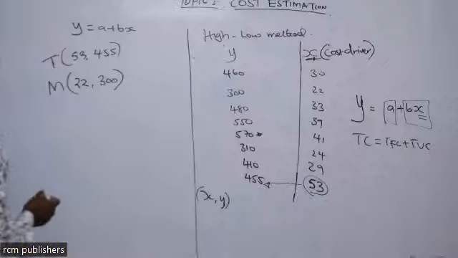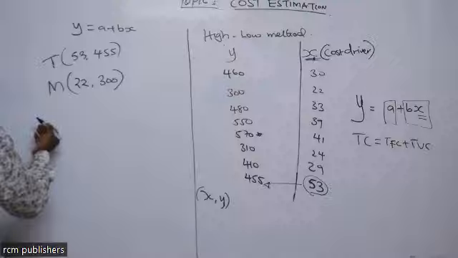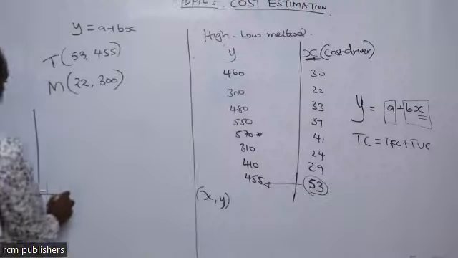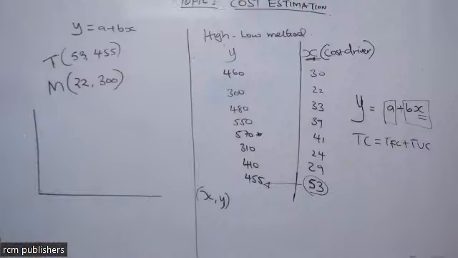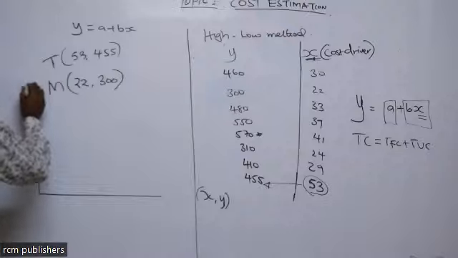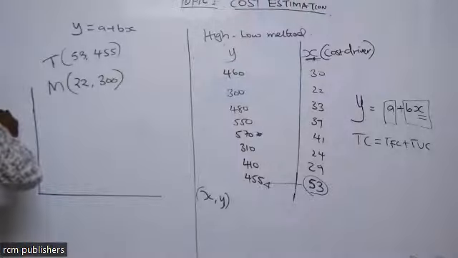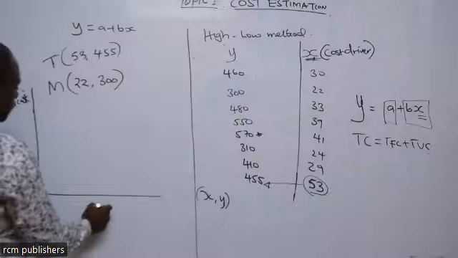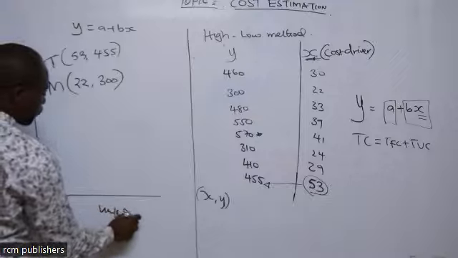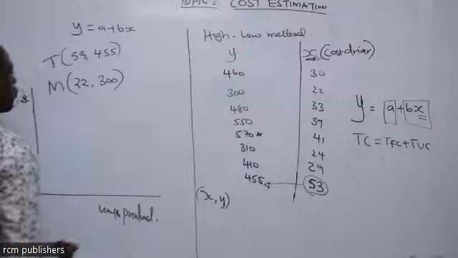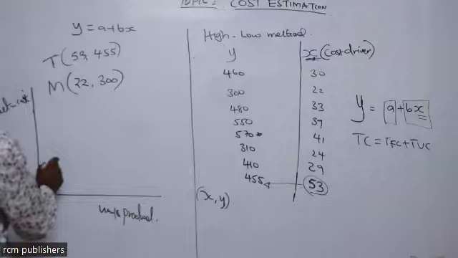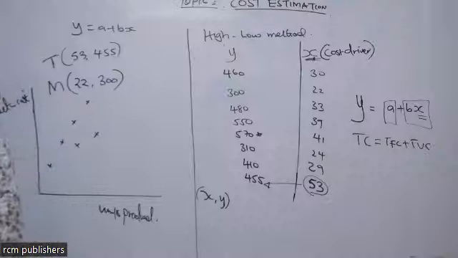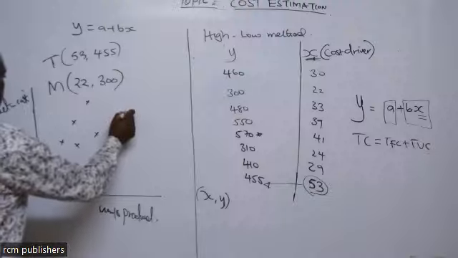So this is what normally happens. You can be having a graph or a chart here. So here we have the production cost. Then here we have units produced. Then you do your plotting. So you've done the plotting. You want to look for the line of best fit.